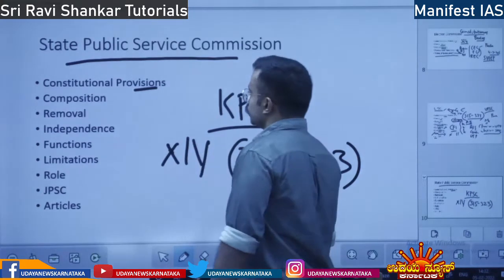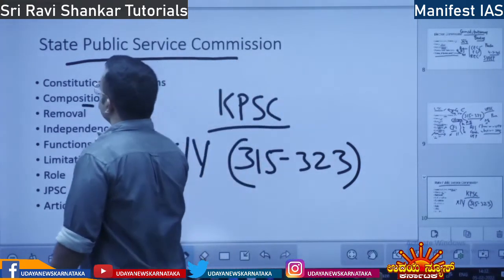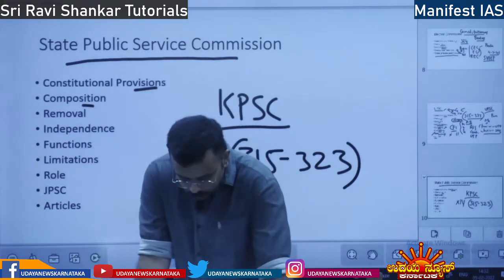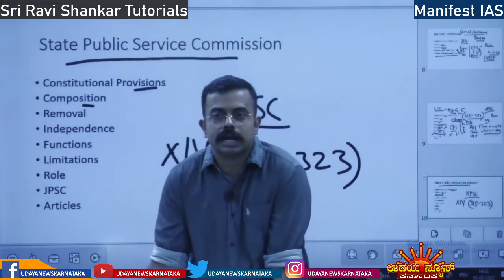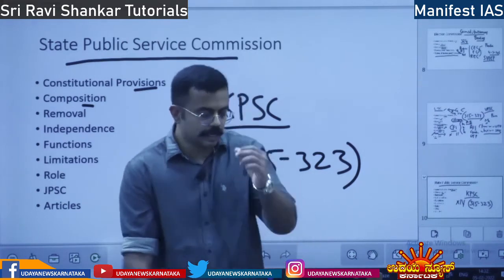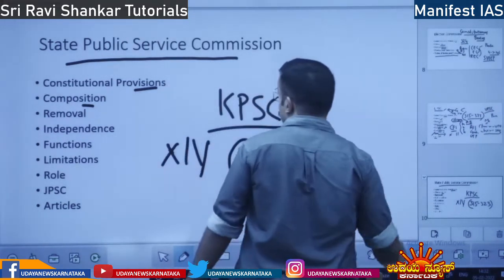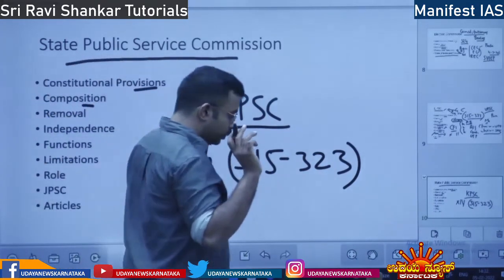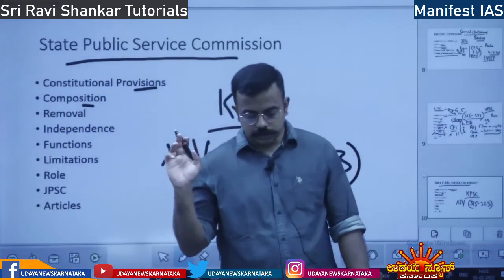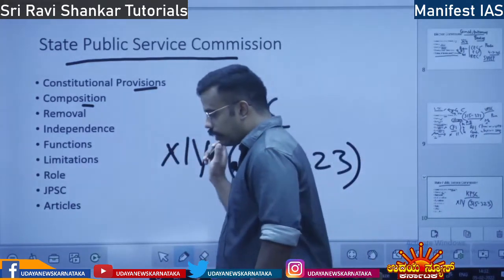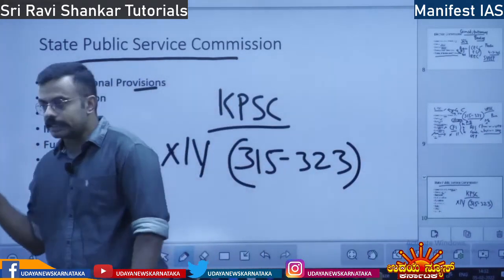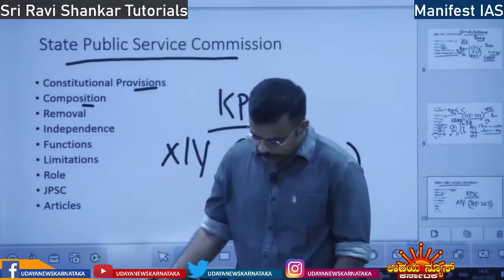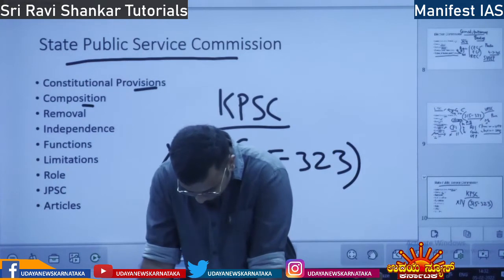So what is the composition? Who heads the State Public Service Commission? There are a chairman and members. There will be a chairman of the State Public Service Commission and also members. Many members will be there. So who appoints these members? It is appointed by the governor. So the governor appoints the chairman, the governor appoints the members of the State Public Service Commission.